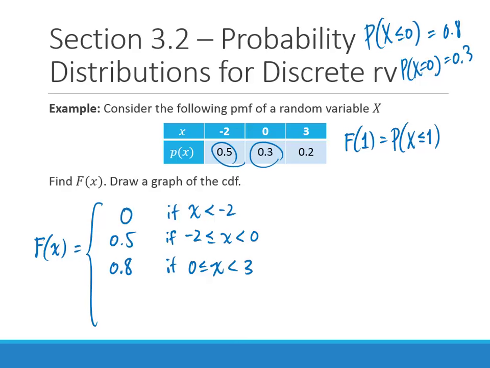So what's up with the notation? Let me draw a picture here, and I think that might make a little more sense. Just to finish this off, if x is greater than or equal to 3, then the probability of being less than that is 1. So let's draw a picture.